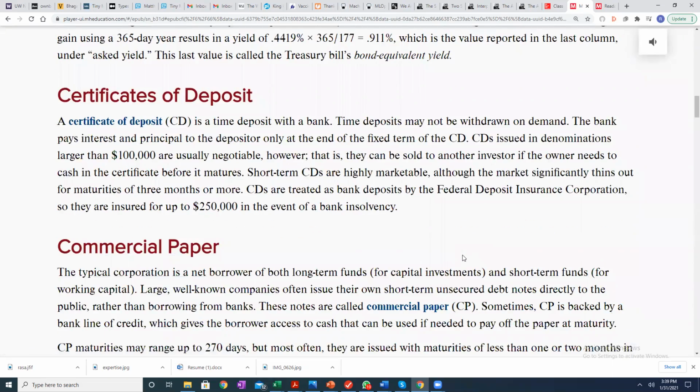And then you have the CD, which is like putting money in your local bank. CDs are also marketable, although banks will not buy CDs from other banks for more than 3 months.